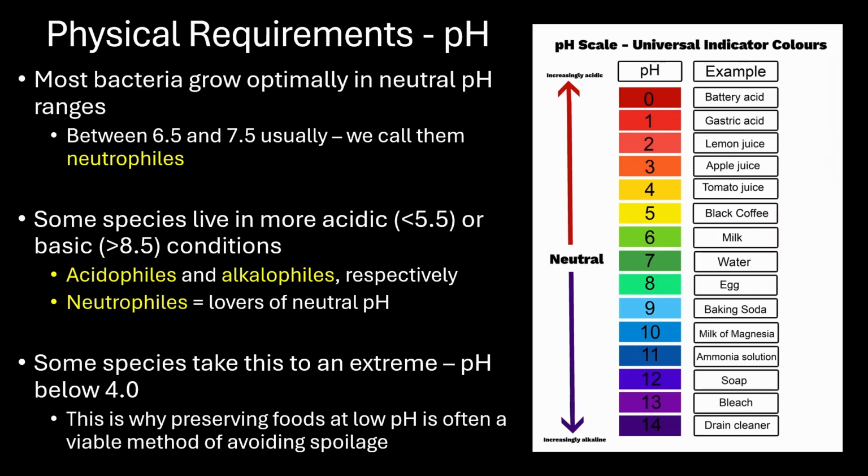So most bacteria grow pretty optimally under relatively neutral pH ranges. Between 6.5 and 7.5 usually. These are species that we call neutrophiles, but there are still a lot of species that are acid-loving or base-loving. These are the acidophiles and alkalophiles, respectively. So there's a lot of variation here. For example, we have species that, even within our own intestines, and our own digestive system in general, can survive under these unusual conditions and prefer them.